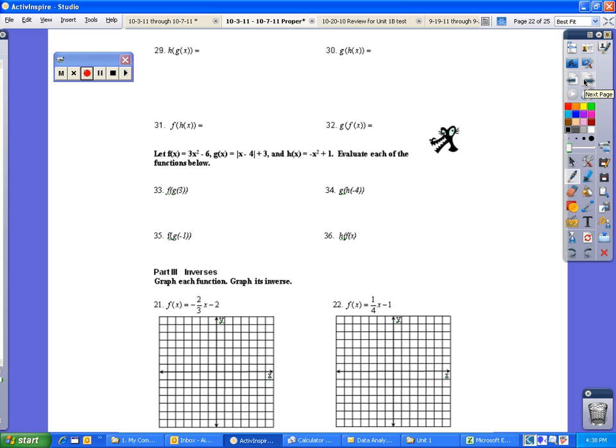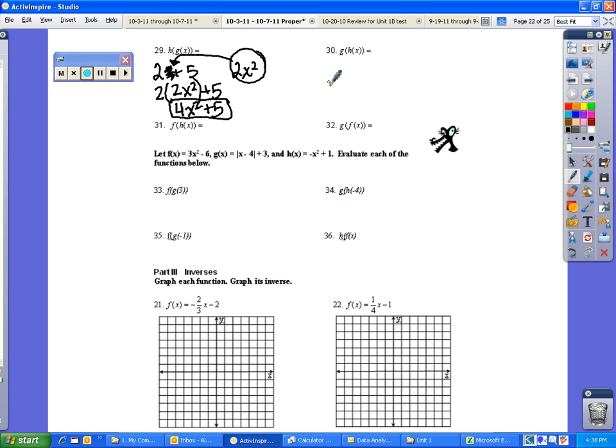Alright, for 29, 30, 31, and 32, these are all composition of functions. So, again, for 29, I'm going to take the function h of x, which is 2x plus 5, and I'm going to put into it g of x. And g of x is 2x squared. So I'm going to take this and put it in there. So that's going to replace it. So it's going to be 2 times 2x squared, and then that's going to close it off, plus 5. 2 times 2x squared is going to be 4x squared, and then bring down your plus 5.